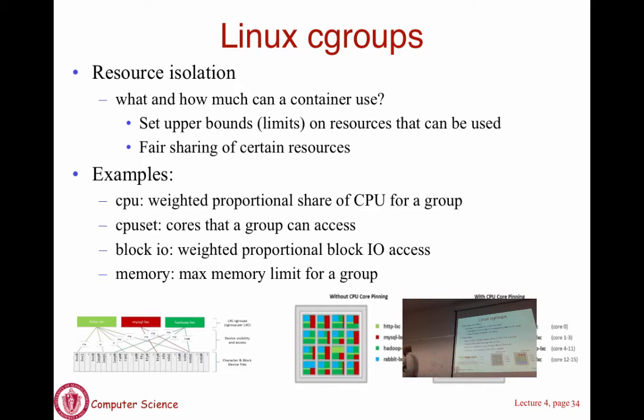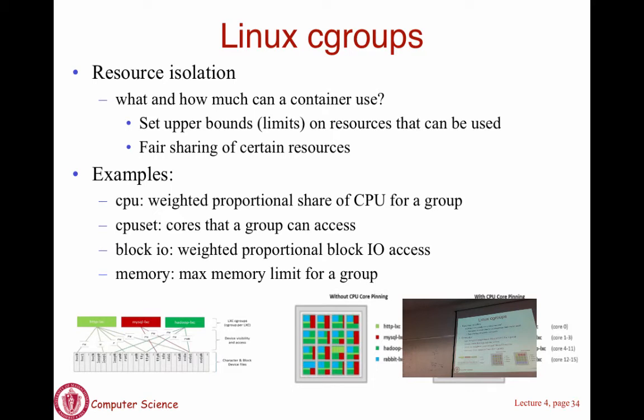So if there are 2 processes or 2 containers that are each given weight of 1, 1:1, each of them is going to get half the CPU's share. If you give the first container a weight of 2 and the second container a weight of 1, this one is going to get twice as much CPU as that one, so you get 2/3 and 1/3 and so on.